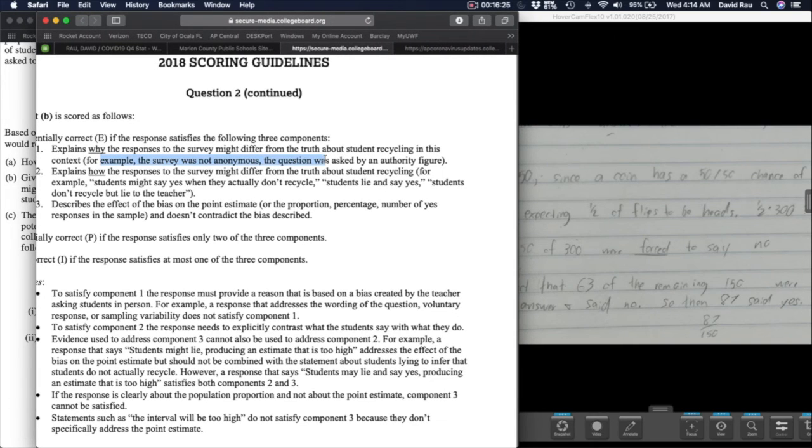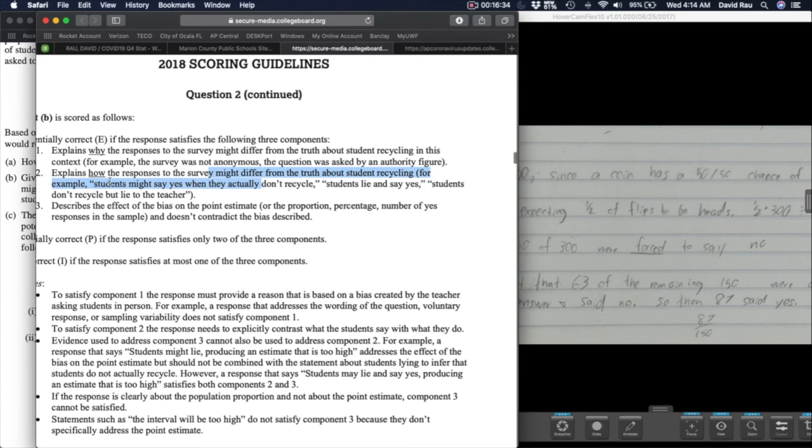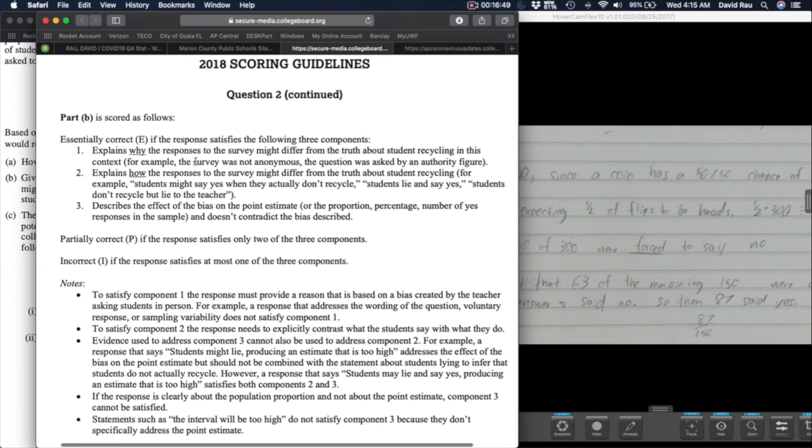Part B, explain why the result might differ from the truth. So it wasn't anonymous and it was asked by an authority figure. Student might say yes, again, because of the fact that it's their teacher. Describe the effective bias by the number of yeses, and then it doesn't contradict the bias described. All right, so again, my explanation did that. It suffers, again, from response bias because the environmental science teacher was the one who asked the questions, is what I was saying there.